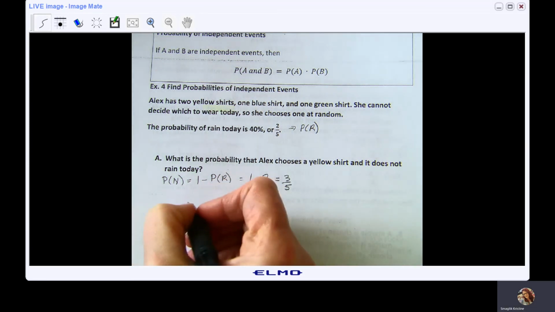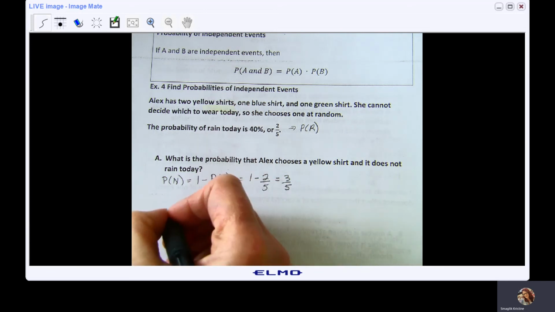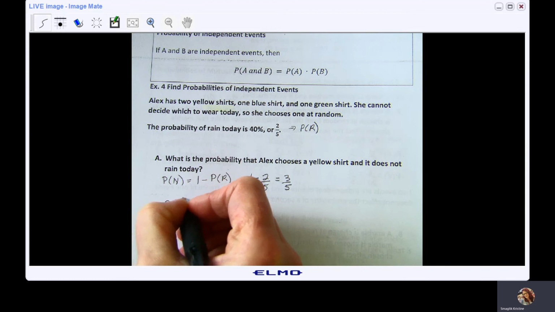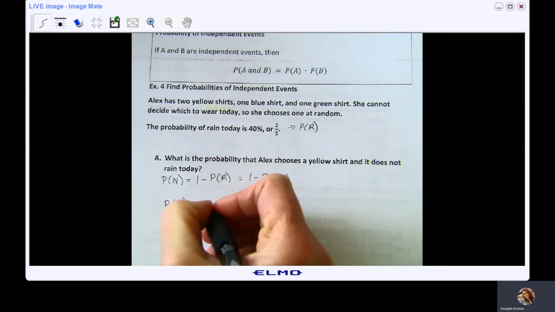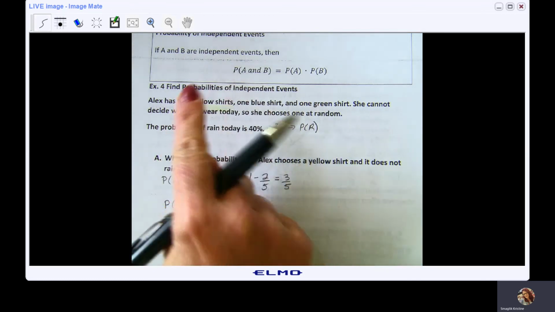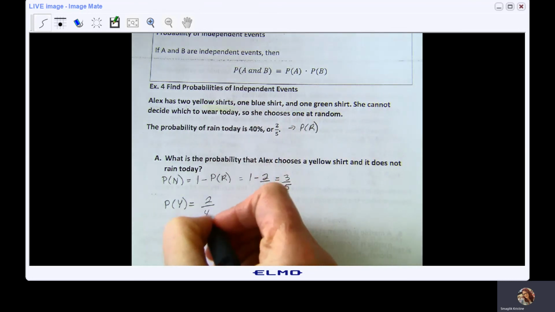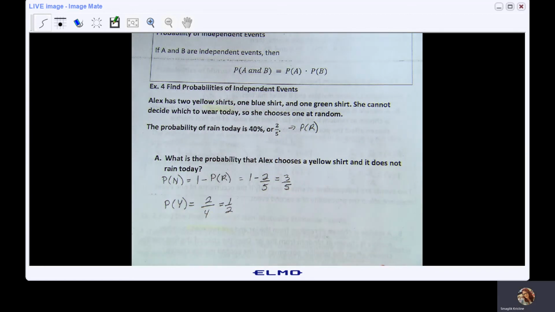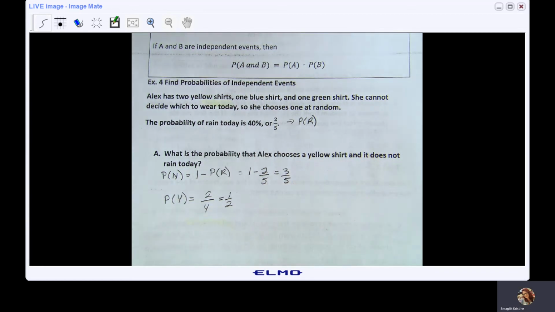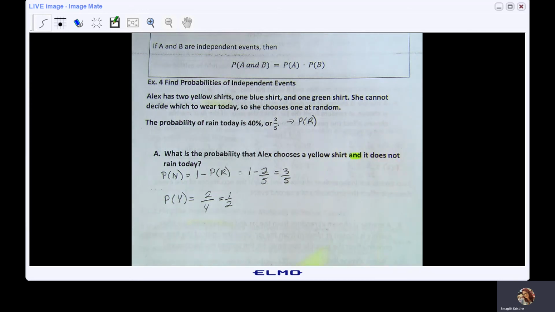And now let's check out the probability of choosing a yellow shirt. So the probability of a yellow shirt. She has 2 yellow shirts, so 2 out of how many? 2, 3, 4. She's got a total of 4 shirts. And I can reduce that down to 1/2. So now I have an and statement. I also have 2 independent events.